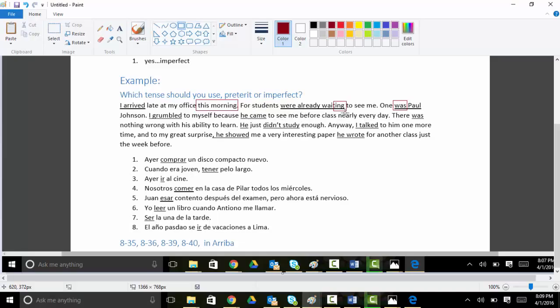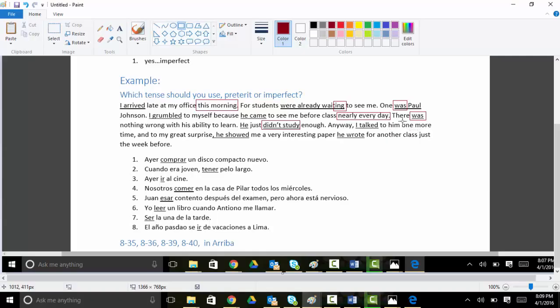Came is an action verb, but I have nearly every day, which is repetition, so I would put that into the imperfect. There was nothing wrong with his ability to learn. This is a state of being verb. And because we're talking about a generality, something that there's nothing wrong with him over repeated amounts of time, this would go in the imperfect. He just didn't study enough. Studying is an action, but when I say he just didn't study enough, I don't mean that he didn't study enough yesterday, he didn't study enough last week. I mean he, in general, didn't study enough, and so that would be the imperfect.